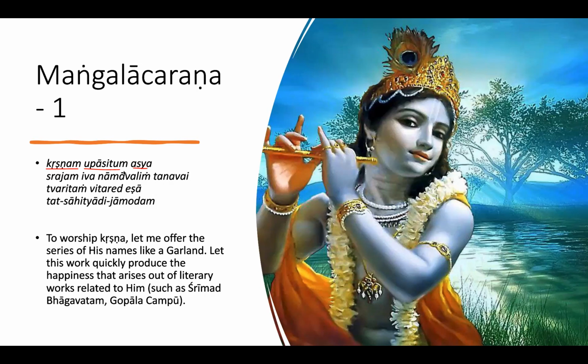Krishnam upasitum, for the purpose of worshipping Krishna. So that is the intention. Asya srajam iva namavalim tanavai. Asya means his, namavalim, the series of his names. So the Lord's names, a series, a sequence, like a garland, right? That's why he says srajamiva, like a garland.